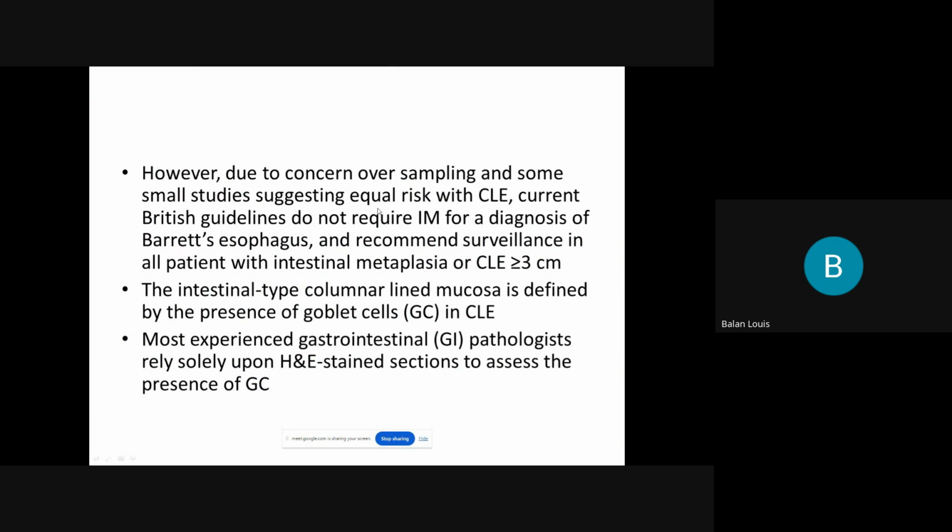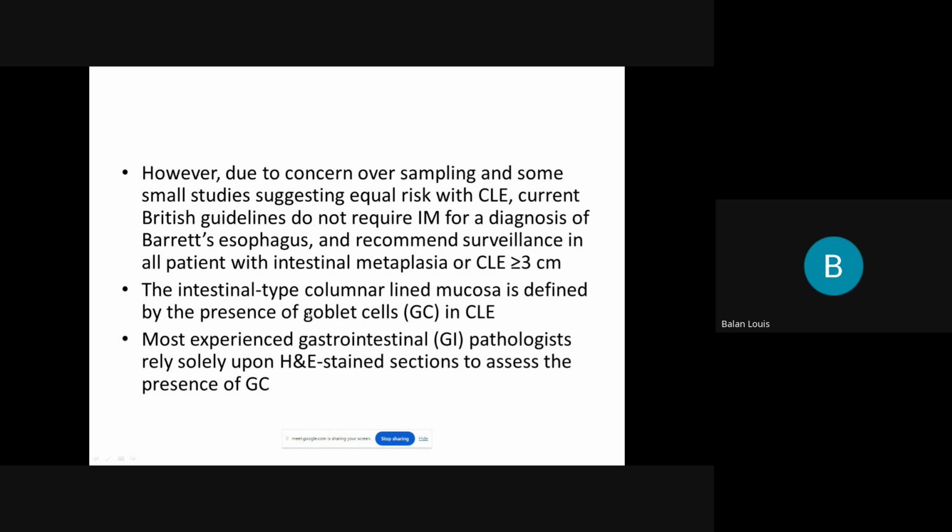So as I was discussing about the British guidelines, the British guidelines are concerned over sampling error, and smaller studies have suggested equal risk with columnar lining epithelium, and hence current British guidelines do not require intestinal metaplasia for a diagnosis of Barrett's esophagus. They recommend surveillance in all patients with intestinal metaplasia, or when there is a report of columnar lining epithelium without goblet cells, and the columnar lining epithelium exceeds more than or equal to 3 centimeters. So it depends upon where you practice, and the entity of Barrett's esophagus varies, right? And the surveillance criteria also varies.